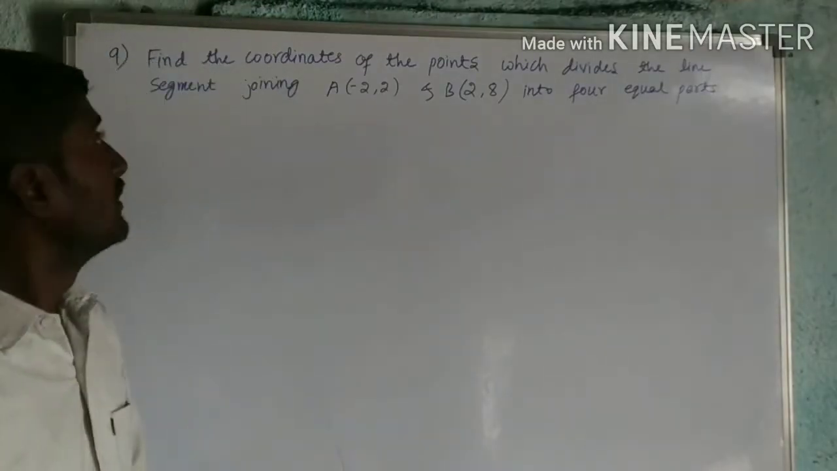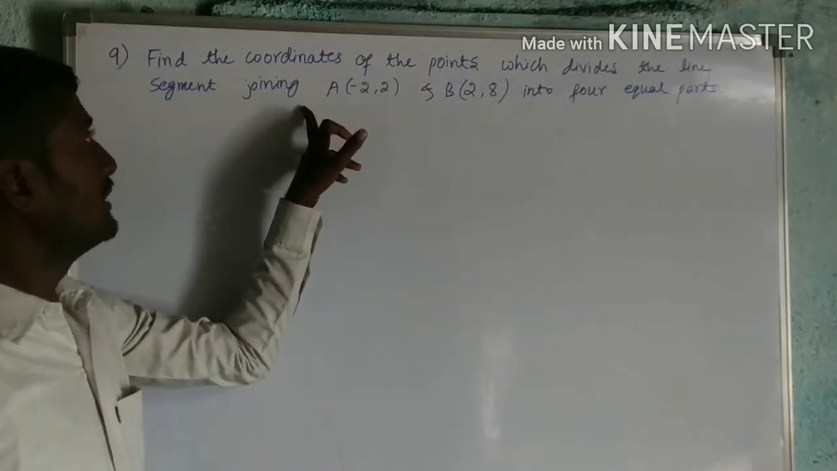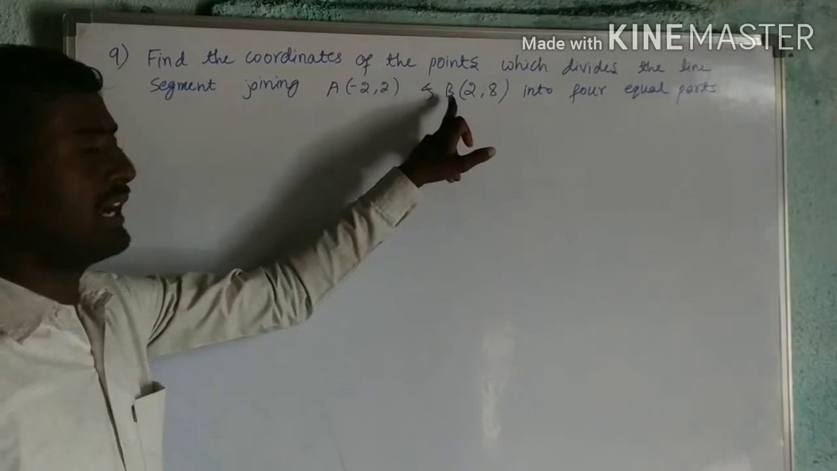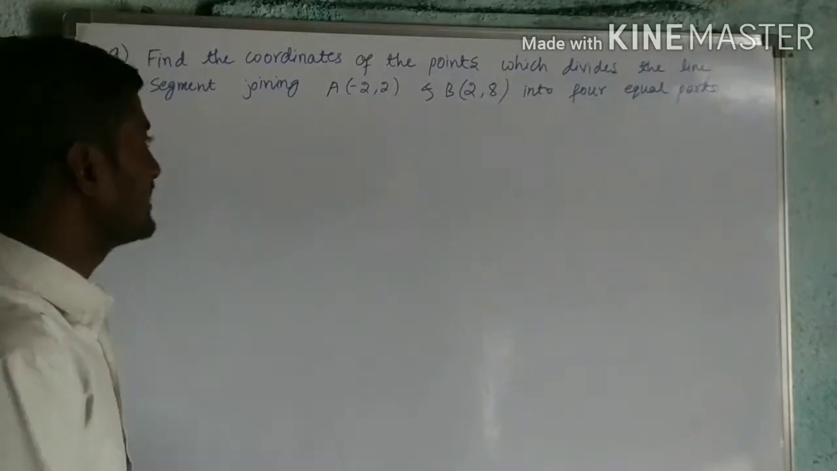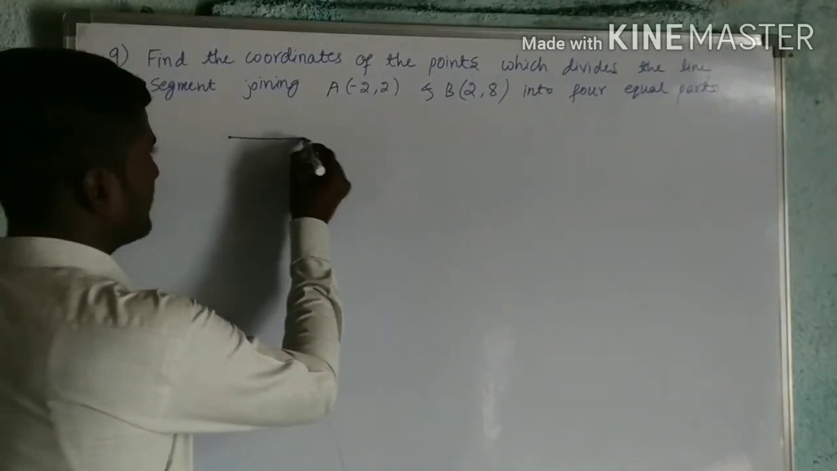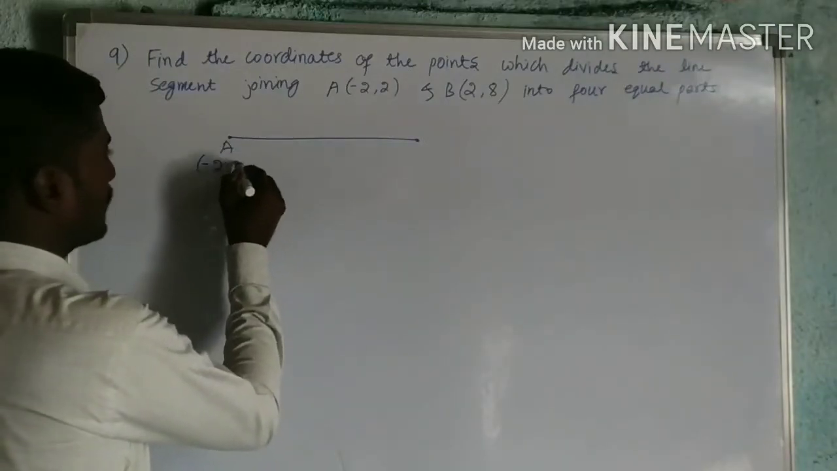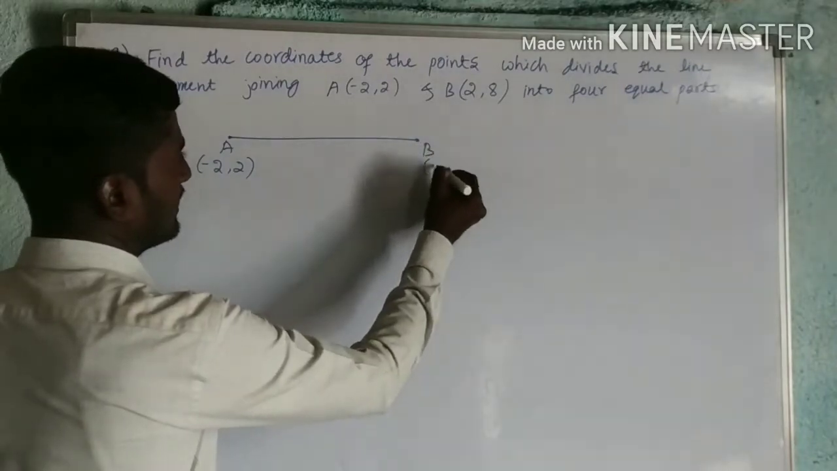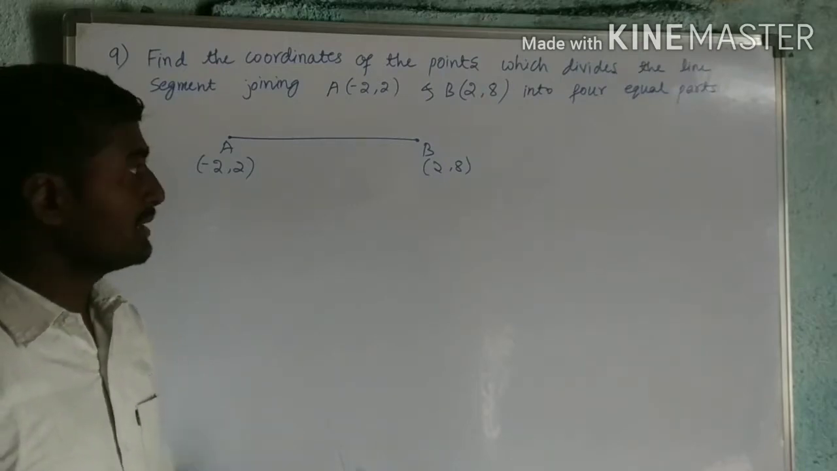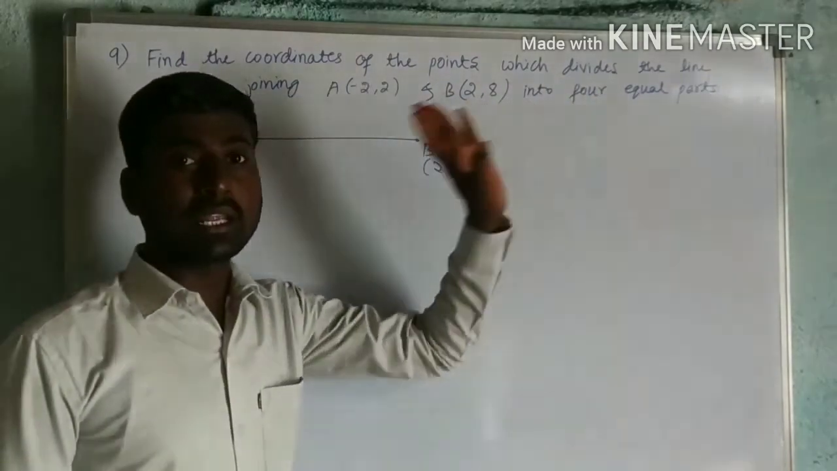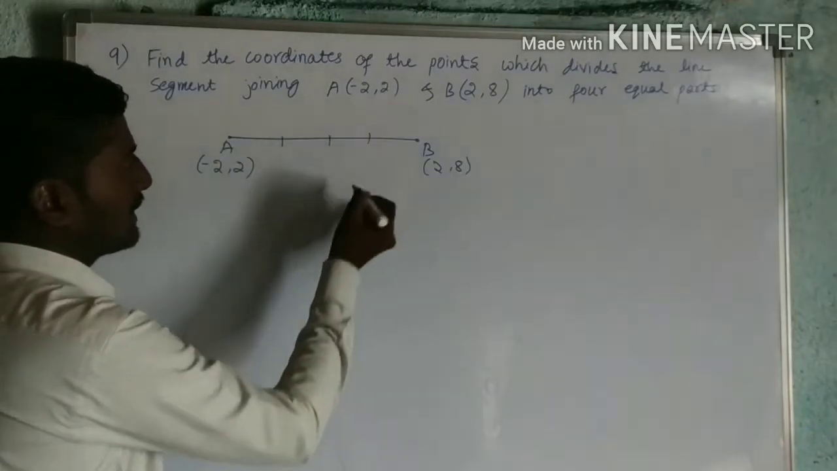The ninth question. Find the coordinates of the points which divide the line segment joining A (-2, 2) and B (2, 8) into 4 equal parts. There is one line segment joining endpoints A and B. So this is A (-2, 2). Now B, that is (2, 8). This line segment AB is divided by the points into 4 equal parts. So this is one part, 1, 2, 3, 4.